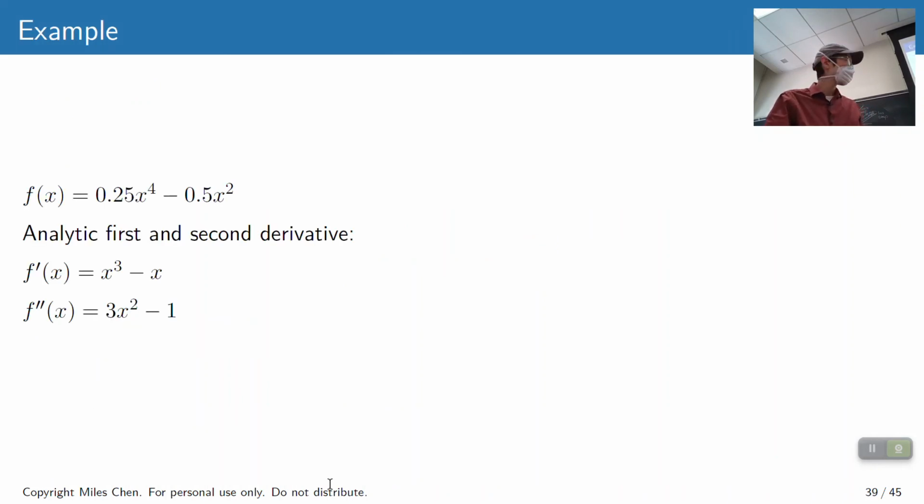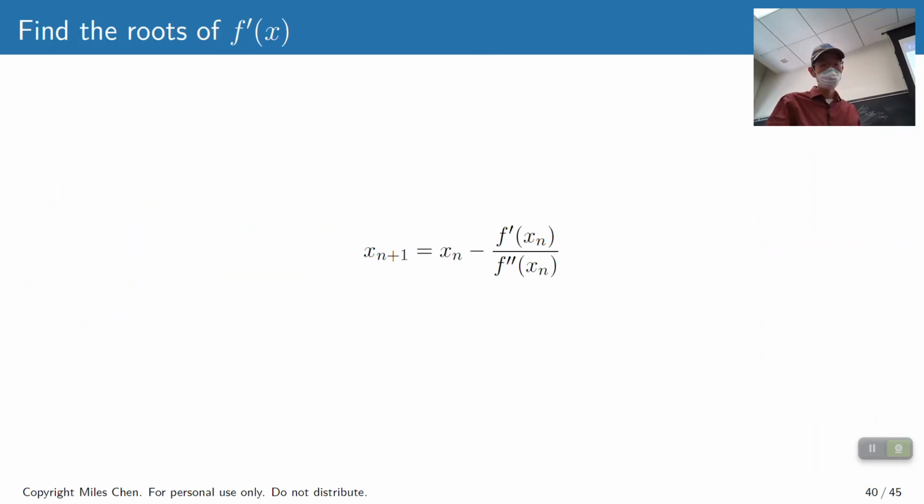All right, so here's just a very simple example. Here's f equals 0.25x to the fourth minus 0.5x squared. Here's your first derivative. First derivative of this is x cubed minus x. Second derivative is 3x squared minus 1. Okay, so we've done this analytically, and we can find the roots just using this.